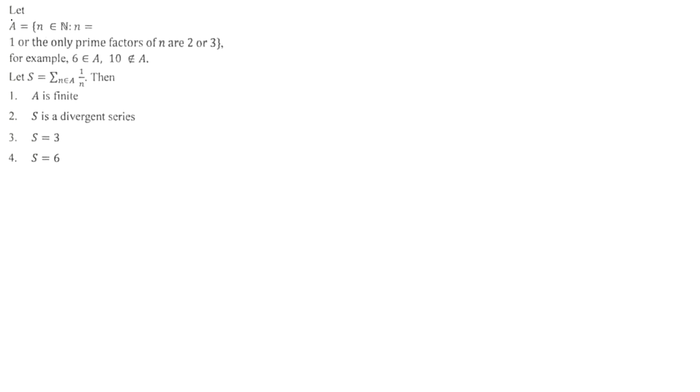The question is: let A be the set of all n belonging to N such that n is equal to 1 or the only prime factors of n are 2 or 3. For example, 6 belongs to A, 10 does not belong to A. Let S be equal to the sum over n belonging to A of 1 by n. Then the options are: A is finite, S is a divergent series, S is equal to 3, and the fourth option is S is equal to 6.